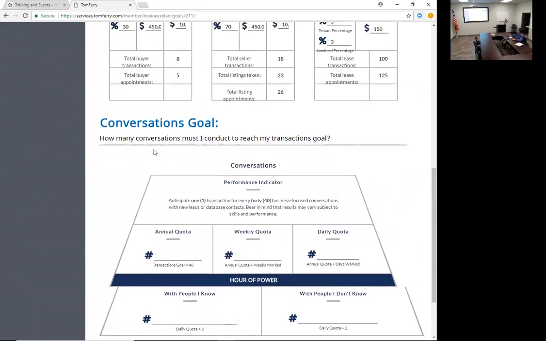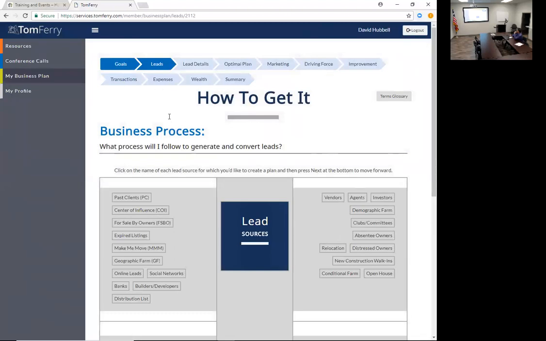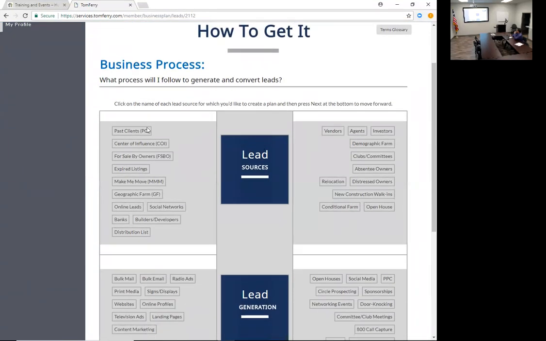Okay. How many conversions must I conduct to reach my transaction goals? I don't know. Doesn't let me do that. So let's go to next, see what happens. Leads. Okay, lead sources. Past clients, sphere of influence. I don't really do a whole lot of for sale by owners. Geographic farming is a big one.